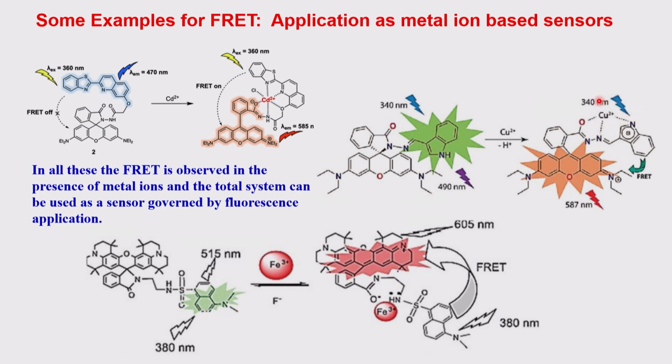And as a result, whatever emission was supposed to have come at 490 would have been absorbed by this particular unit, and that gives an emission at 587. So you have seen in the previous example, 360 to 470 in the ligand. The 470 is not seen when the cadmium is there, and 585 is seen. Similarly here, when copper is there, it shows 587 nanometer from the 340. Because there is a FRET between this and this unit. So whatever is coming out of that is absorbed by this one.